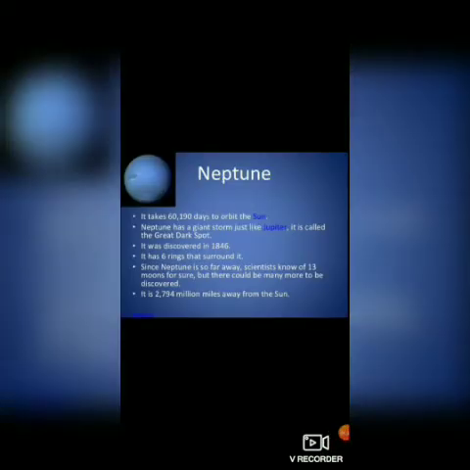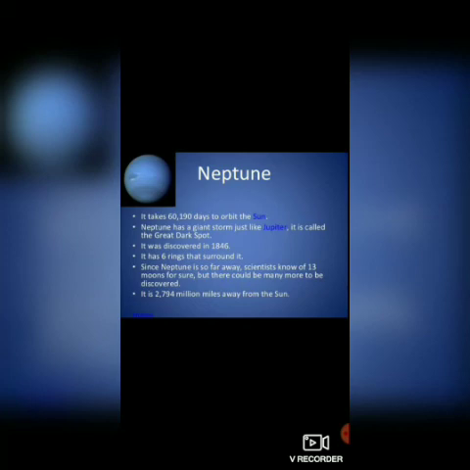The eighth planet in the solar system is Neptune. To complete its orbit around the Sun, it takes 60,190 days. Like Jupiter, it has a giant storm, called the Great Dark Spot.